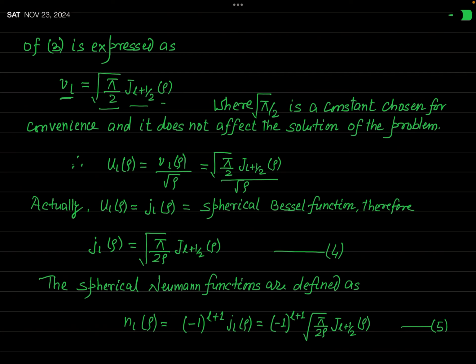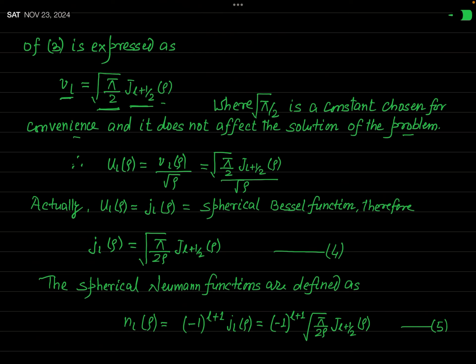Here I have multiplied this Bessel function J of L plus half by the constant factor square root of pi by 2. This constant has been chosen for convenience, and it does not affect the solution of the problem. It is just a constant factor, but it makes our calculation very convenient, and therefore for convenience this constant factor has been taken.